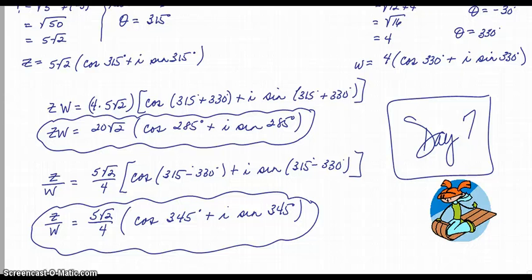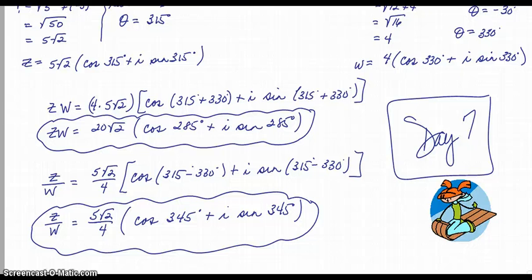So we have to change that 645 degrees into 285 degrees. So our final answer for z times w is 20 square root 2 times the quantity of cosine 285 degrees plus i sine of 285 degrees.